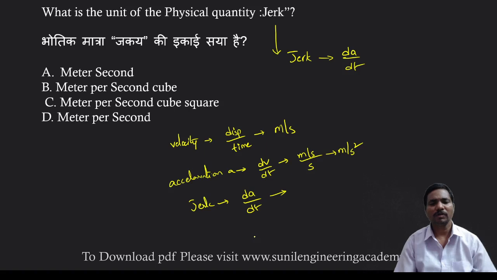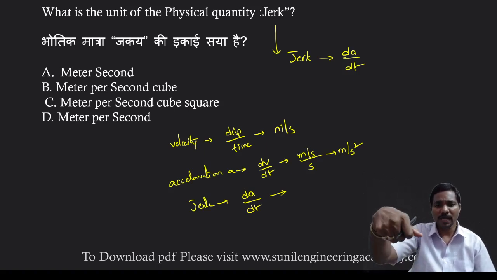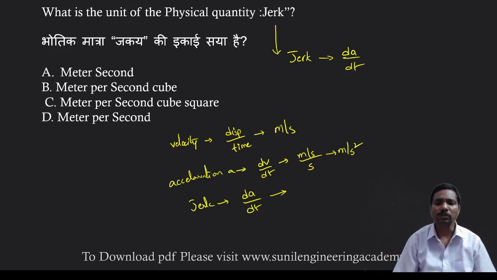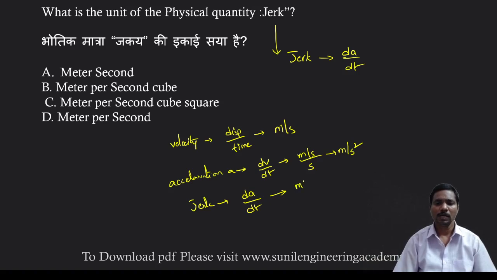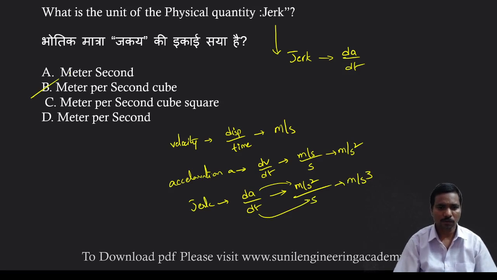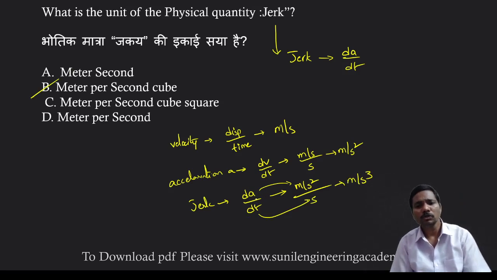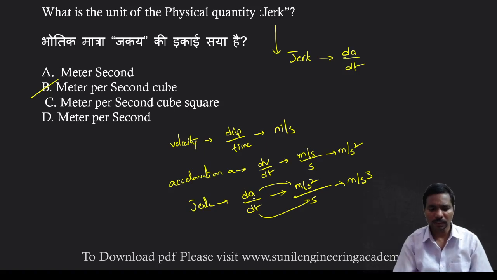Whenever we suddenly raise the bike, what will happen? Suddenly rising means we are increasing acceleration suddenly. That change in acceleration is what we feel as a jerk. So jerk is acceleration, meter per second square, divided by time, second, so meter per second cube. So the answer is option B. If we know the formula, we can easily get the answer.